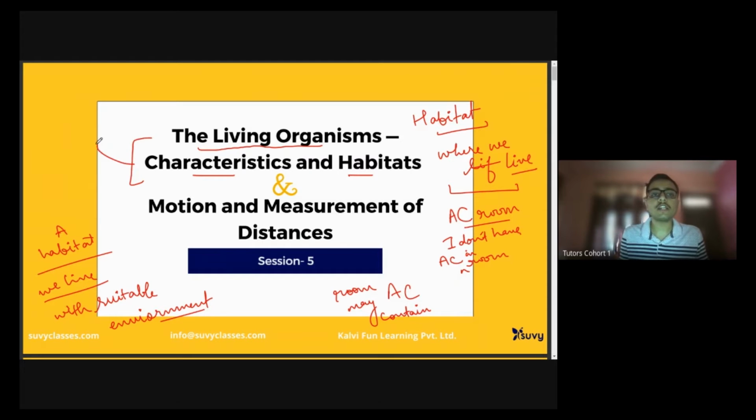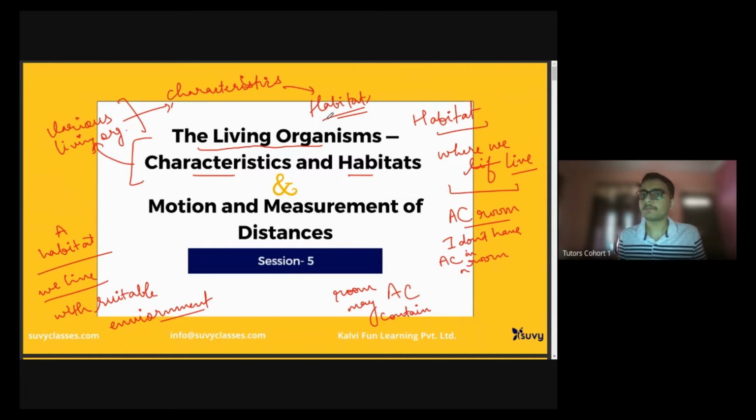We will be studying various living organisms, what characteristics they have, and how their habitat is, the habitat that has been set for them so that they can live happily. So, let's move ahead.